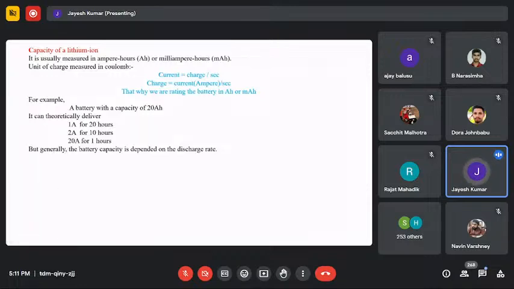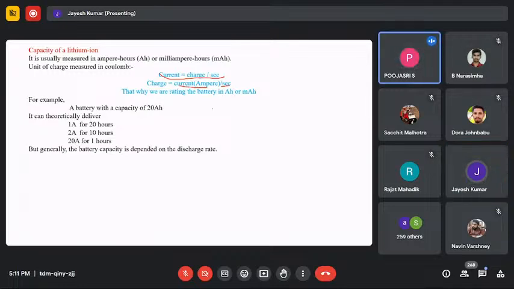You can see that current is charged per second. If I want to measure the charge, how much charge is stored, the capacity of the battery, I can use that current per second. That's why the current is denoted in ampere, and for time we use hour. So that's why battery capacity is always expressed in ampere hour or milliampere hour.